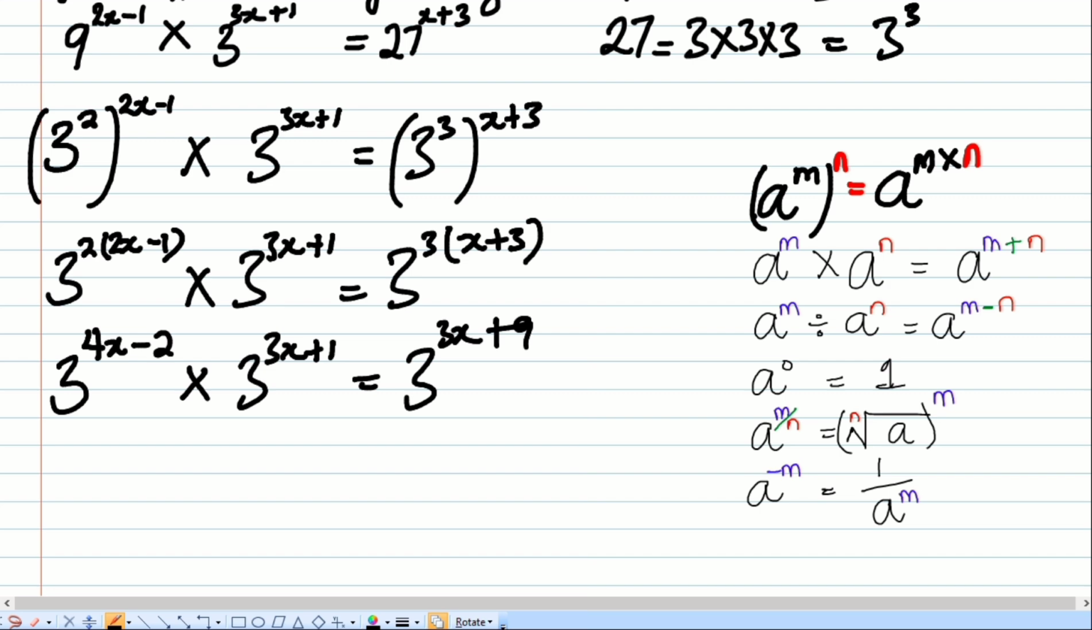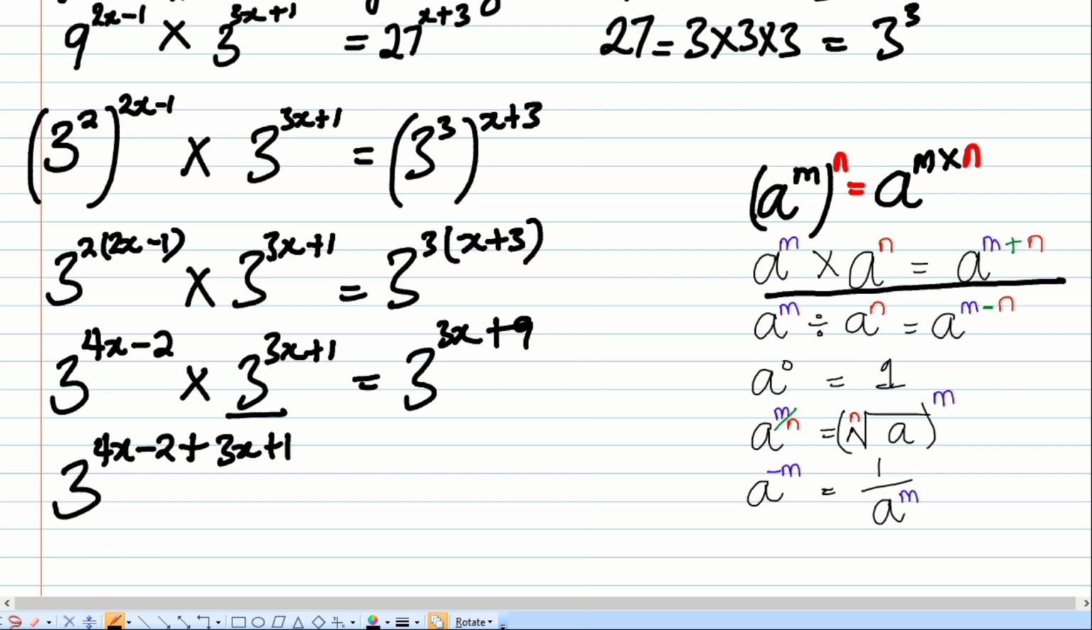So let's just use another law of indices. You see this is 3 raised to the power the whole of that, times. So this is the multiplication law. We're going to use this law here. When they are the same base, which is obviously 3 and 3, we add the powers. So this will be 3 raised to the power 4x minus 2 plus 3x plus 1.